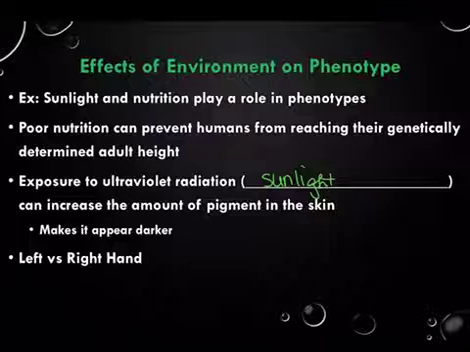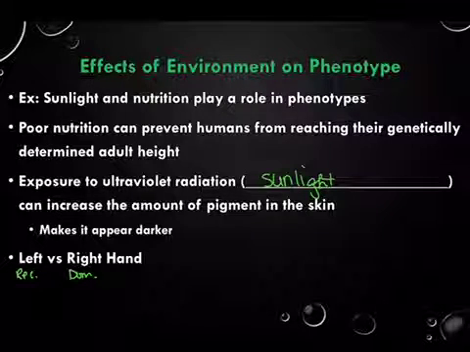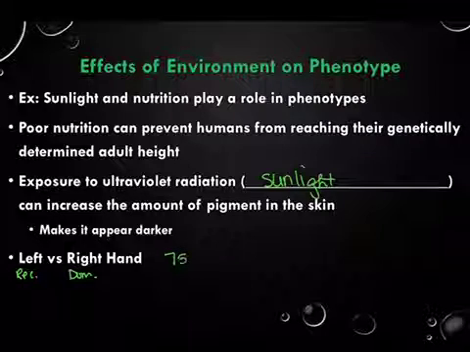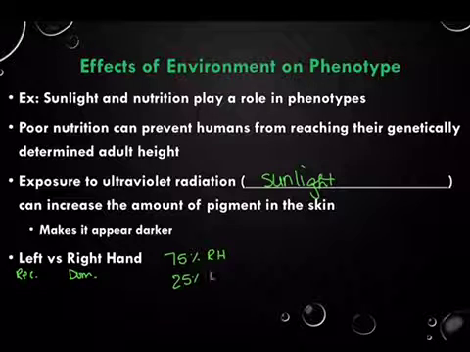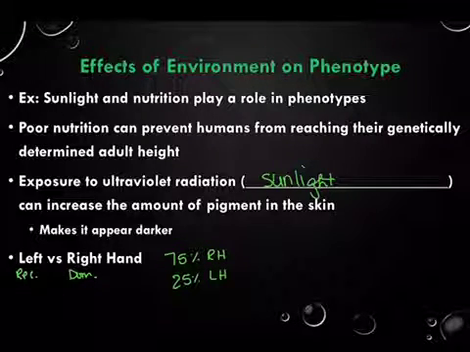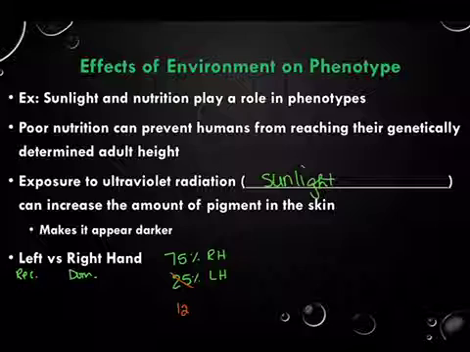We know that left-handed would be the recessive trait here, and right-handed would be the dominant. And so according to the rules of probability, about 75% should be right-handed, and 25% of the human population should be left-handed. However, this is not the case. It's more like about 12% is actually left-handed.